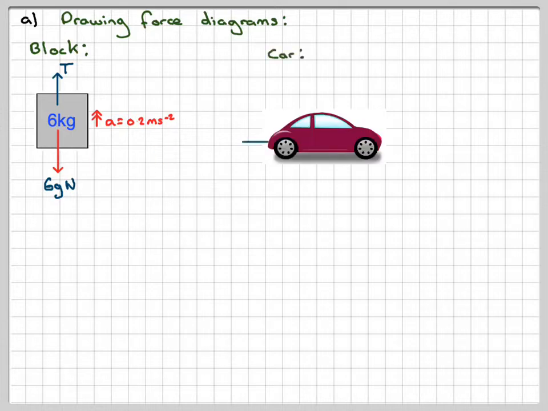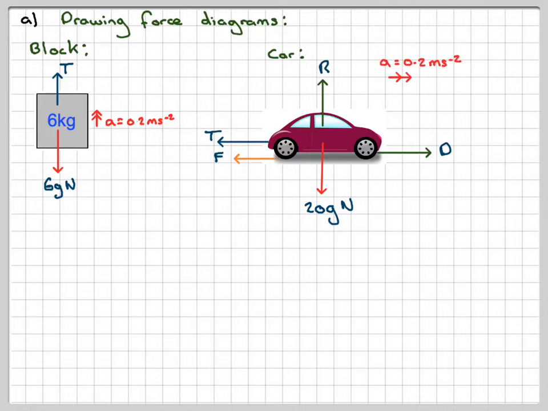For the car, there will be the tension in the rope, which will be the same as this tension here. There will be the resistance force, because it's moving along a rough table. We have 20g newtons acting downwards, the reaction to that, and then we have a driving force. We're going to ignore any air resistance. The acceleration will be 0.2 meters per second squared.